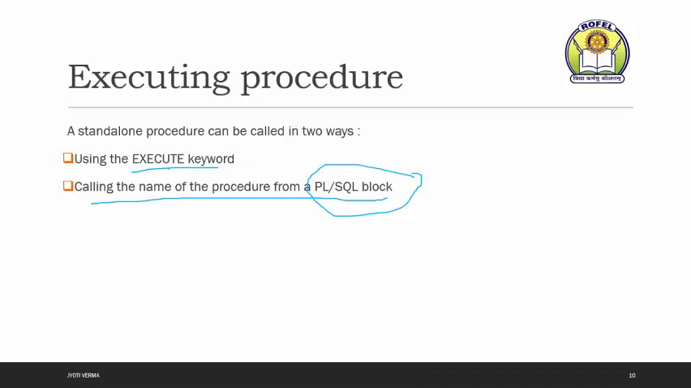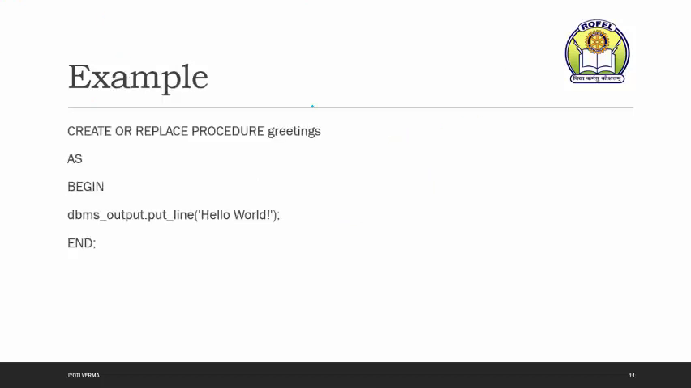पहला तरीका है यूजिंग द कीवर्ड एग्जीक्यूट एंड दूसरा तरीका है प्रोसीजर का नाम से प्रोसीजर को कॉल करवाना. लेकिन ये नाम से आप कॉल कहाँ पर करवा सकते हो? दूसरे प्रोग्राम के अंदर. And this execute keyword can be used at your SQL prompt. Now let us see an example.